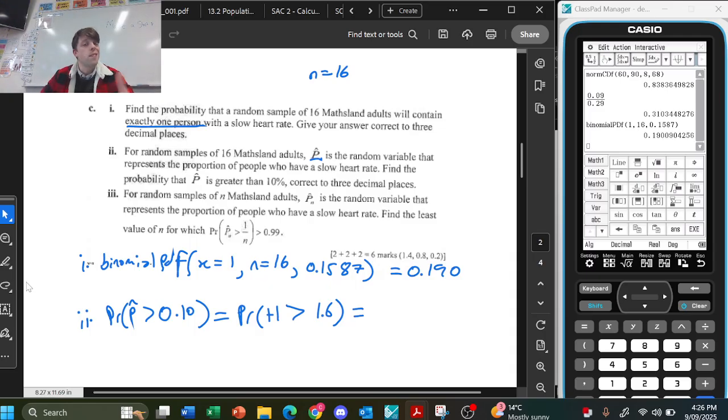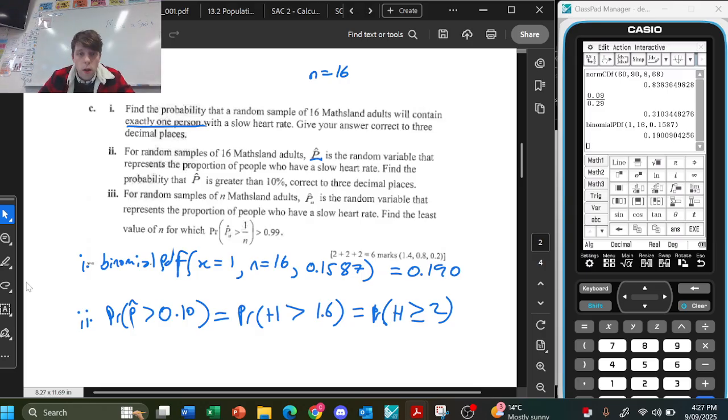And of course, we can't have a decimal number of people. So this is just the same thing as asking what's the probability that the number of people with a slow heart rate is greater than or equal to 2. So that's how we can work this out. So let's just go ahead and do that.